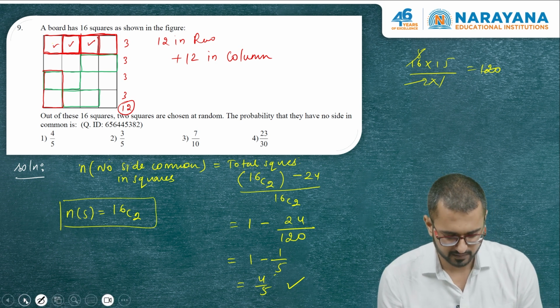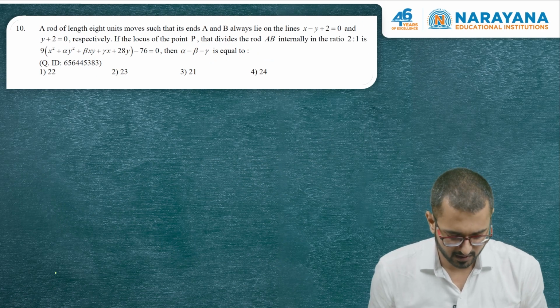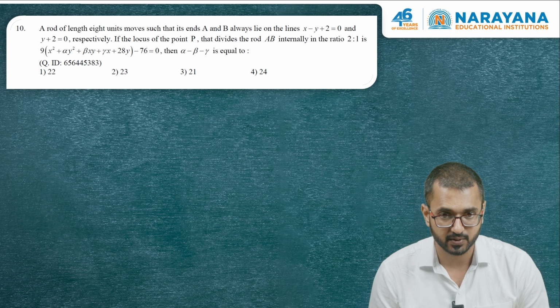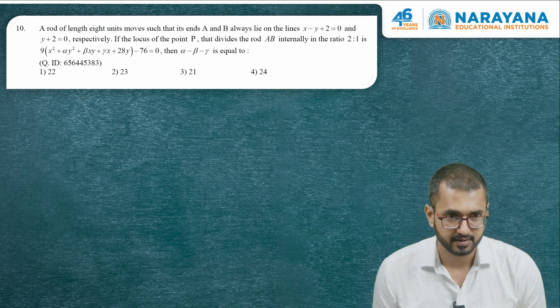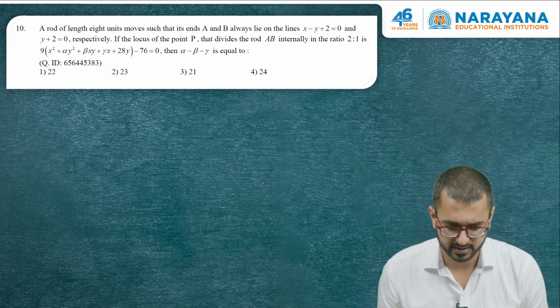Now moving to the next question, question number 10. Question number 10 is given to be a rod of length 8 units moves such that its ends A and B always lie on the lines. These two lines are given. So now let us see what it is.